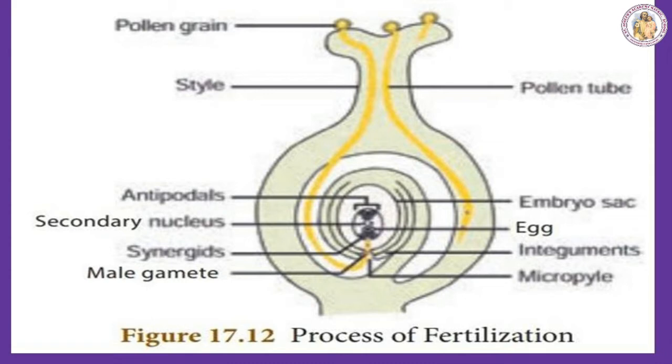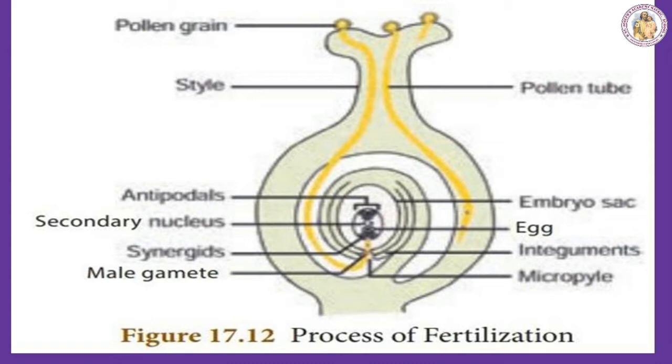The vegetative cell degenerates and the generative cell divides to form two sperms or male gametes. The tip of the pollen tube bursts and the two sperms enter the embryo sac. One sperm fuses with the egg and forms a diploid zygote. Another sperm fuses with the secondary nucleus, that is triple fusion, to form the primary endosperm nucleus, which is triploid in nature. Two types of fusion take place in the embryo sac. This process is called double fertilization.